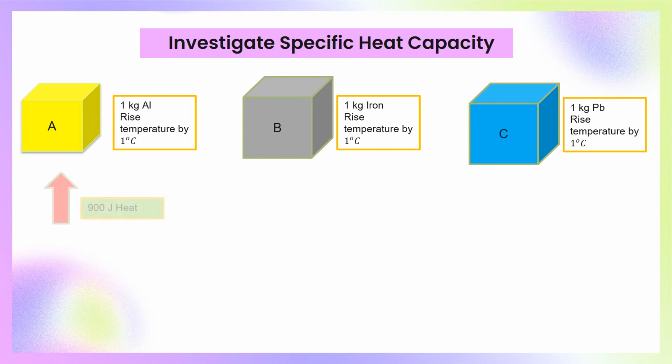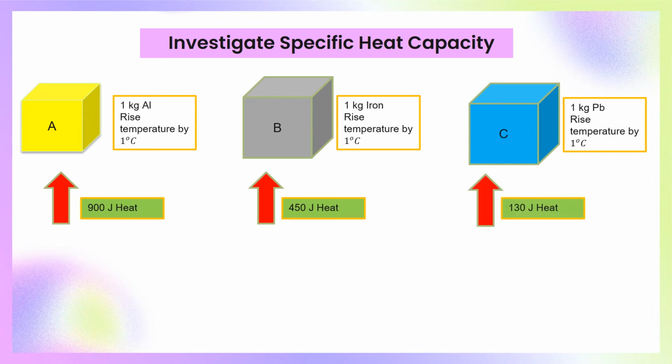Now I want to heat up the blocks to make the temperature rise by 1 degree Celsius. For aluminium, I need 900 joules to raise the temperature by 1 degree Celsius. For iron, I need 450 joules of heat. And for plumbum, I need 130 joules of heat to raise the temperature by 1 degree Celsius.